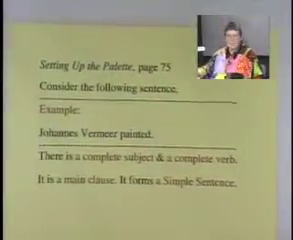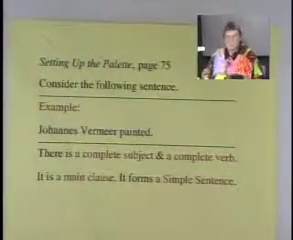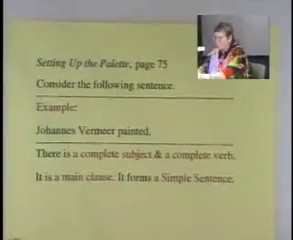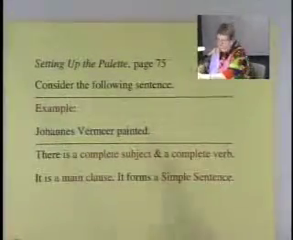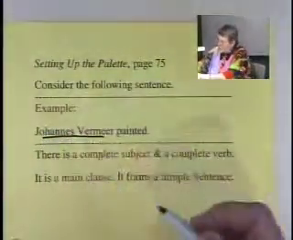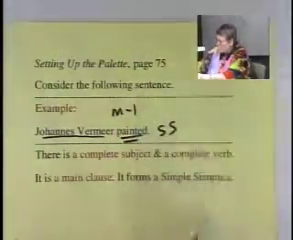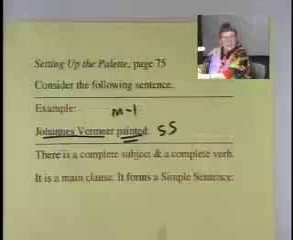Now look at this particular sentence. It's on page 75 in your book. Johannes Vermeer painted. You have a complete subject, you have a complete verb. It's going to form a main clause and obviously a simple sentence. Amy, the subject is what? Johannes Vermeer. Johannes Vermeer, and the verb is? Painted. So, we have very few words. We have a simple sentence that quite easily stands alone.